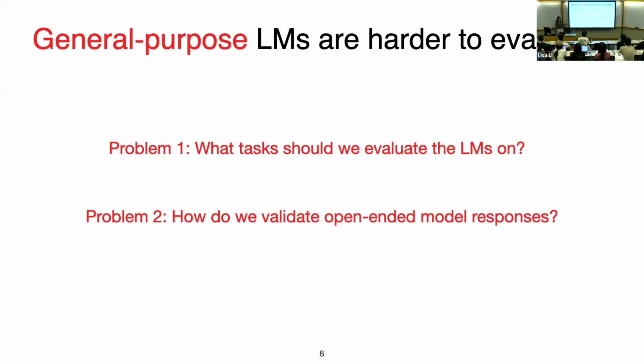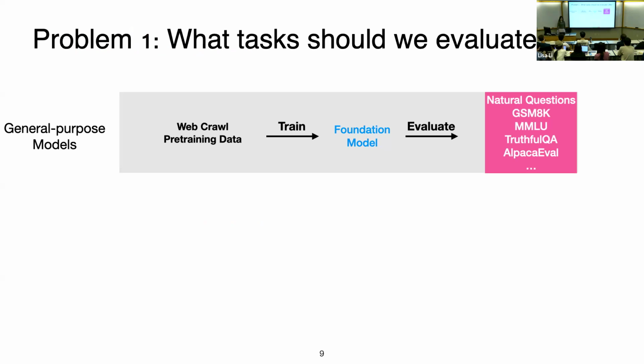Given 2 evaluation problems, problem 1 is what task do we evaluate the language models on, and problem 2 is how do we validate the model responses? These 2 problems will persist into the future because as the language model gets stronger and stronger, it will be able to do even more tasks. So problem 1 becomes more important. Moreover, as the models become more capable, they can probably provide us some reasonable-sounding answers to pretty hard problems that are even harder to validate. And maybe you have to be a domain expert in order to validate whether the answer is correct or not. So it's pretty important to figure out the solution to those 2 problems.